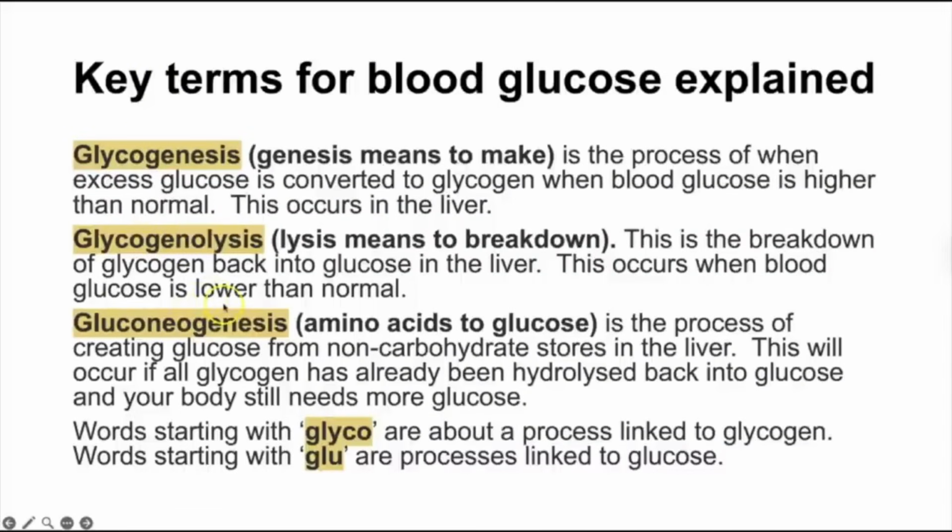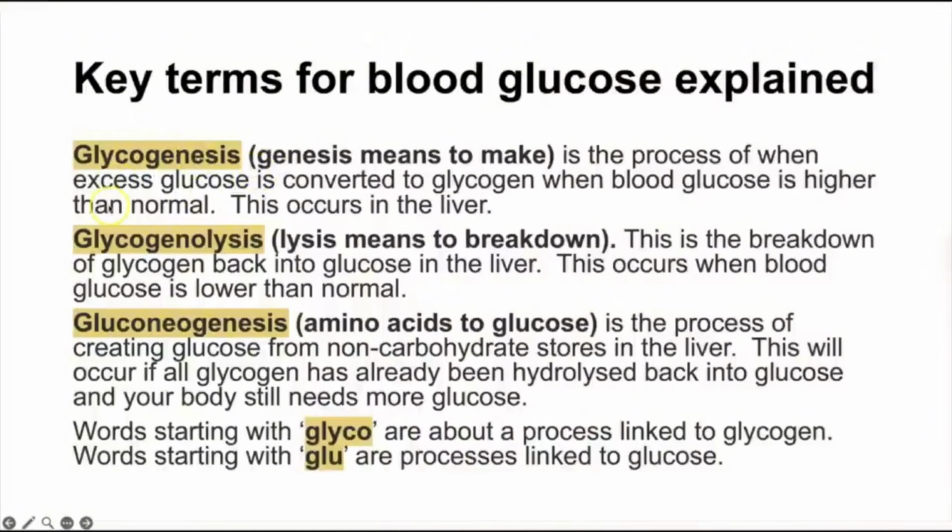So learn those terms, get them on a flashcard. Wherever you see glyco, that means it's about glycogen. So these top two are about glycogen. Where you see gluco, that means it's about glucose. Genesis means to make, lysis means to break. So glycogenesis means making glycogen.